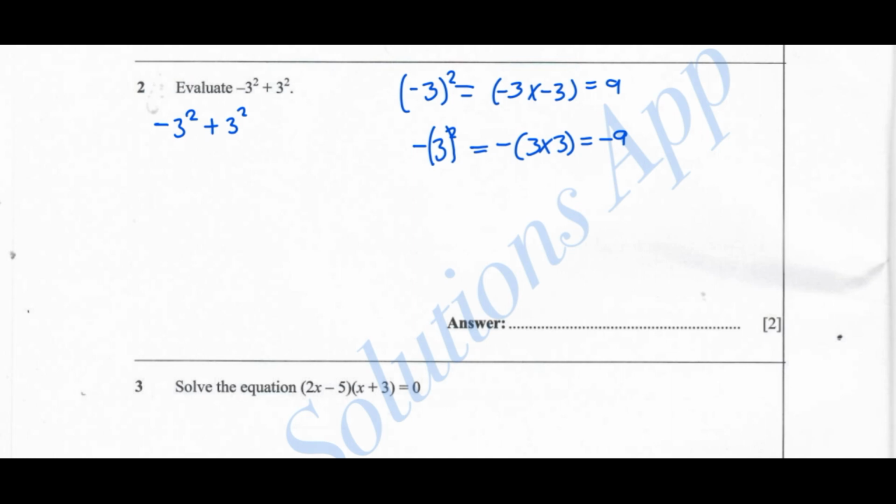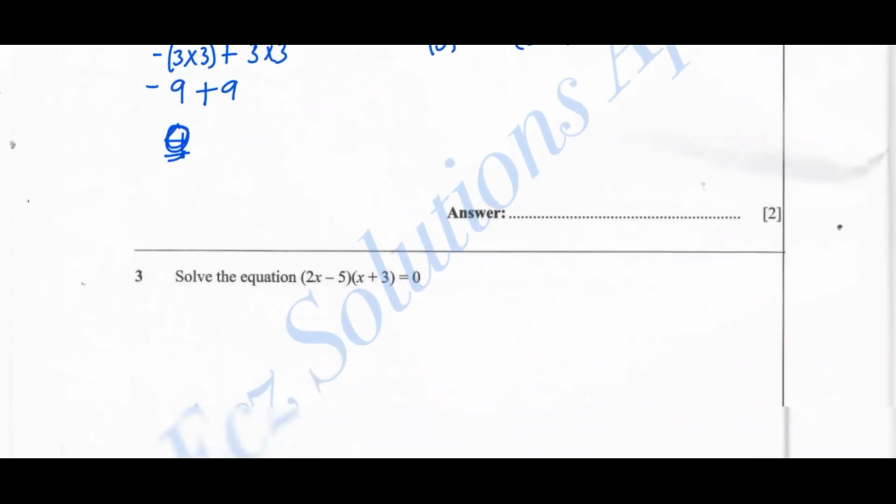So negative outside, we are saying it's 3 times 3, plus here we have 3 times 3. So 3 times 3 is 9, times negative will give us negative 9, plus 9. Then if we add, our answer will give us a 0. So this is our final answer here.